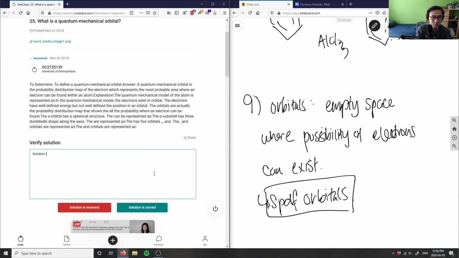So I'm going to say here the solution is correct, but again, the analysis is missing stuff, right? The grammar is not really there, and how orbitals are represented is missing from the analysis here.